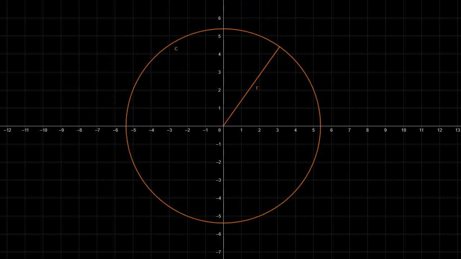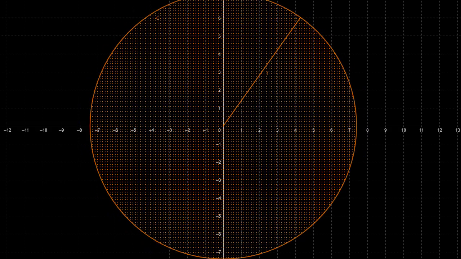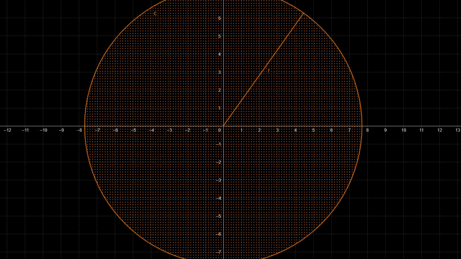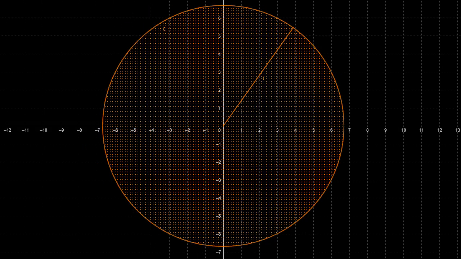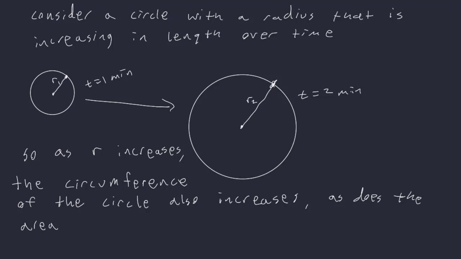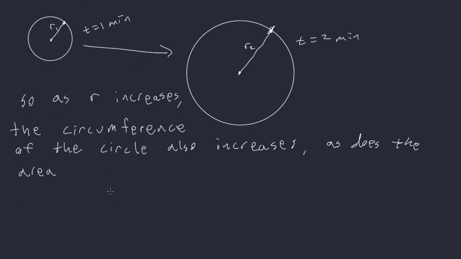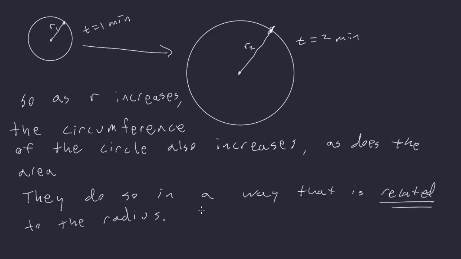Okay? Also, at the same time, as the radius increases, so does the area. You can see that I'm representing the area as these dots. The area is also increasing, and it does so in a way that is related to the radius. Okay, so not only do the circumference and the radius increase, the circumference and the area increase, they do so in a way that is related to the radius. Okay? So that's why these are called related rates, because, well, they are rates that are related.